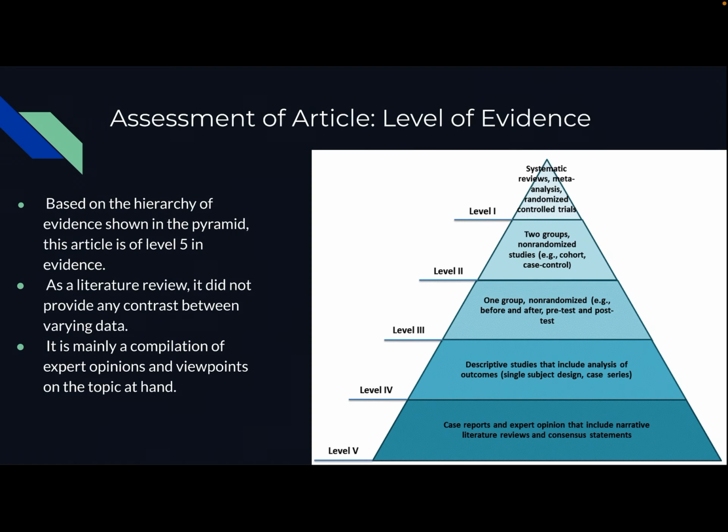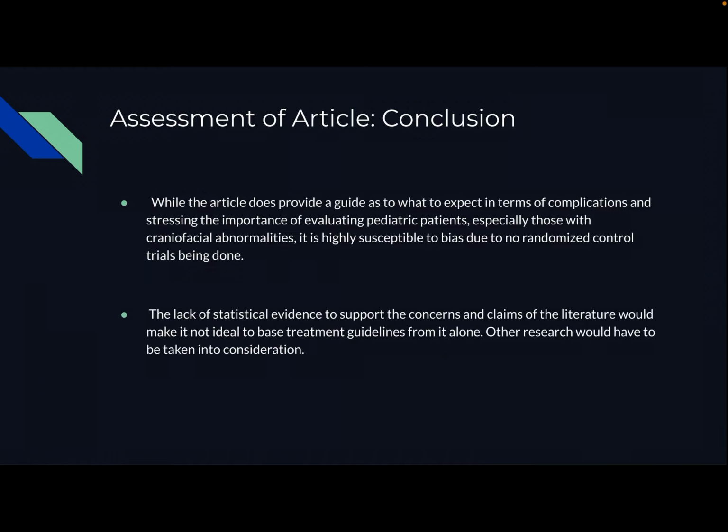For the assessment of the article in terms of level of evidence, as we can see here in the hierarchy of evidence in the diagram, based on the hierarchy of evidence, this article is at level 5 in terms of evidence. This is due to it being a literature review. It does not provide any contrast between any data or any randomized clinical controlled trials or case control studies. It is mainly a compilation of expert opinions and viewpoints on the topic at hand.